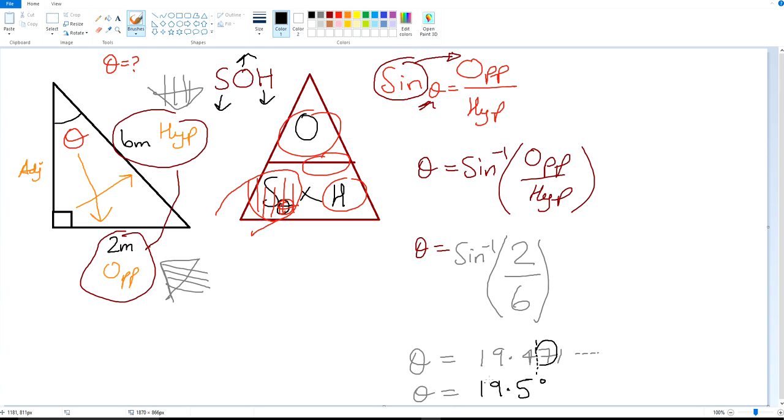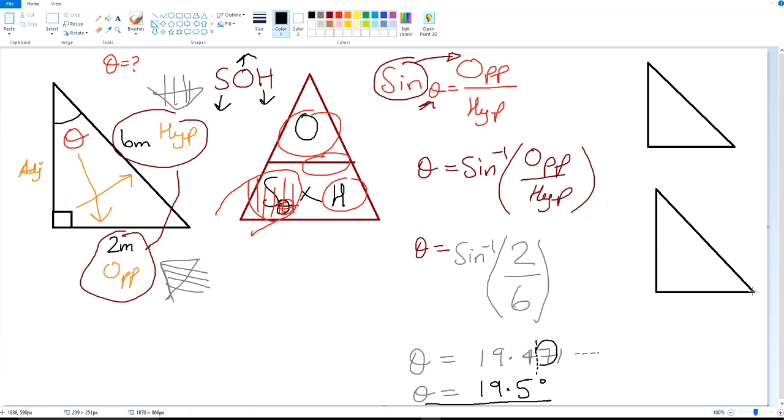Okay, so in these questions, we have a little bit more working out to do. So let's have a go at some questions now. Because it's an angle, the angle is measured in degrees. So we have 19.5 degrees. Now we're going to give you some questions to do. So let's have a look at the questions. One here, and one here.